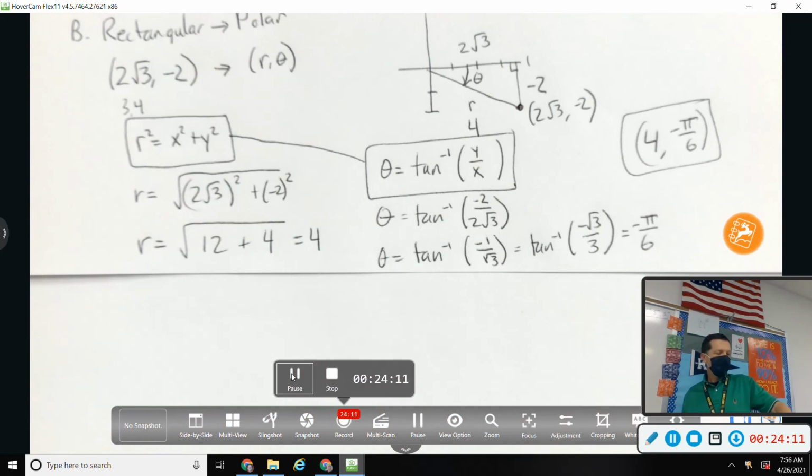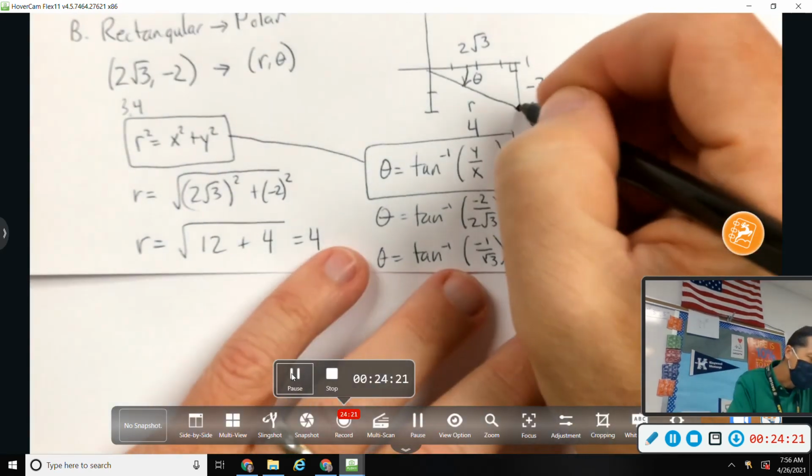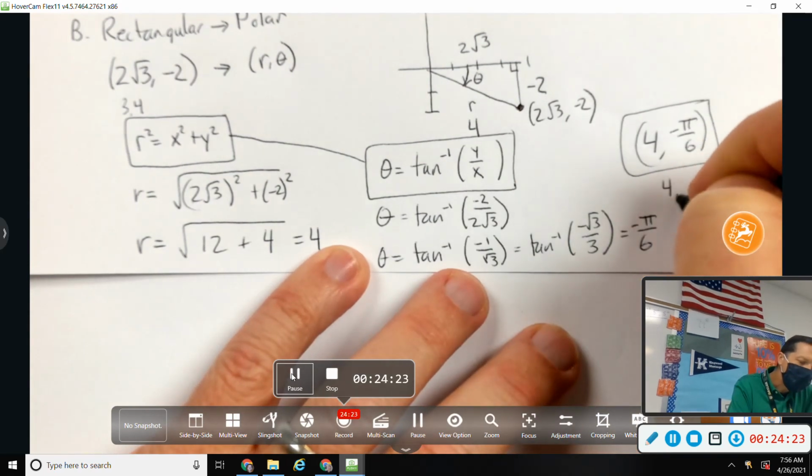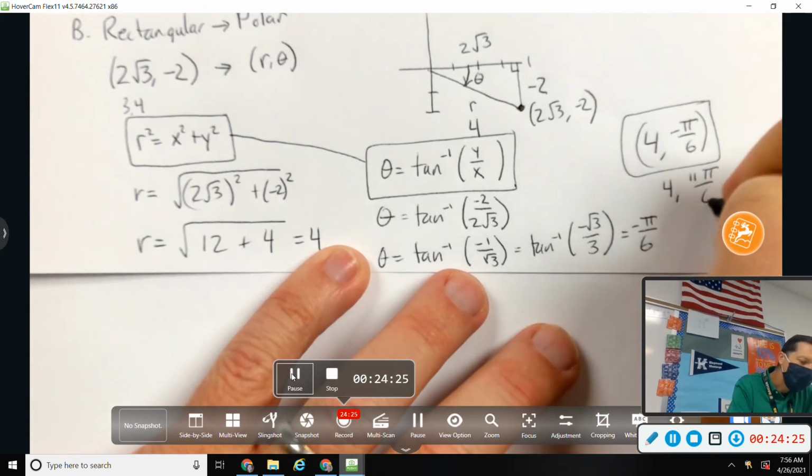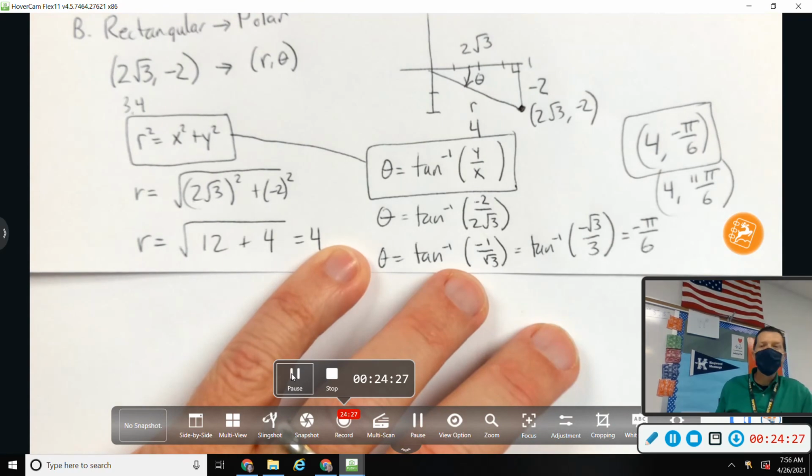Now, sometimes we get picky about, we would rather use negative pi over 6 than 11 pi over 6. But this time it doesn't matter because they both land at the same spot. So if you look at that and your brain thinks, well, that's 11 pi over 6, that's okay because that's at the same point. It's okay to do that.